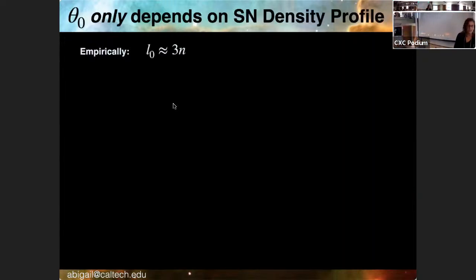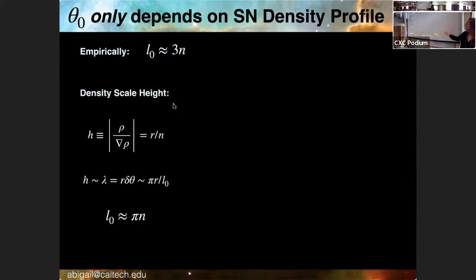So this is very cool, and I'll finish in a second here. L naught equals 3n. And what we think is going on here is that what's setting our dominant angular mode is the density scale height of the ejecta, just rho over rho prime. When you do out this math, you get that if L naught is just from the scale height, it's pi over n. Pi is 3, I accept it.